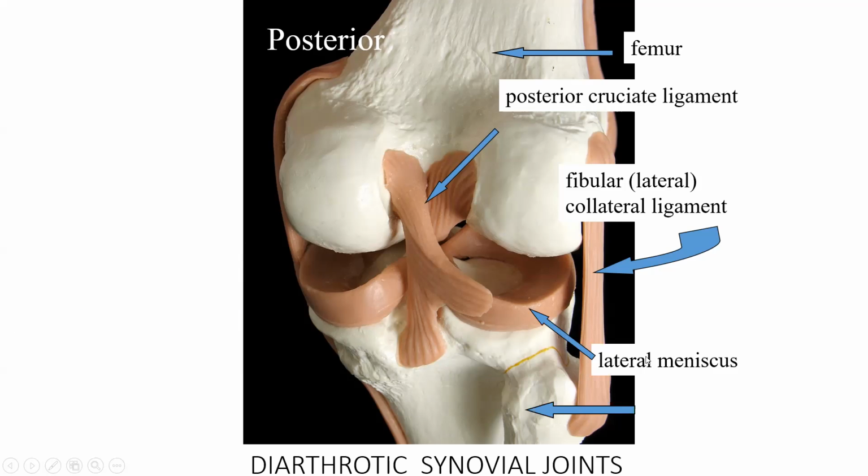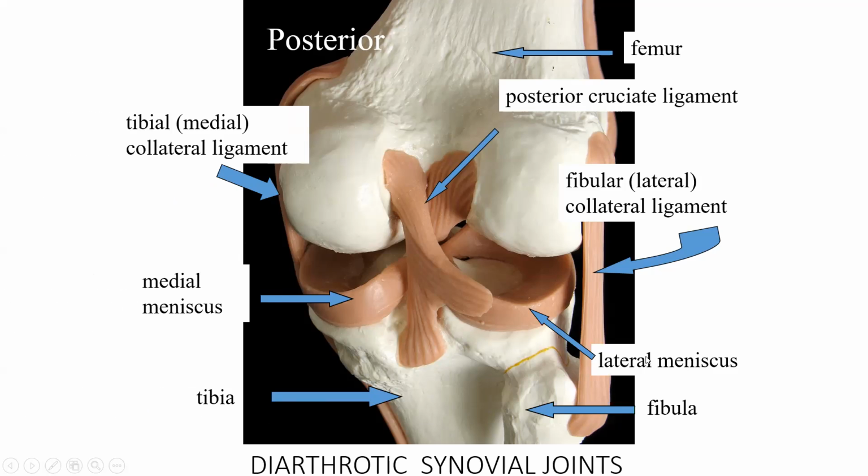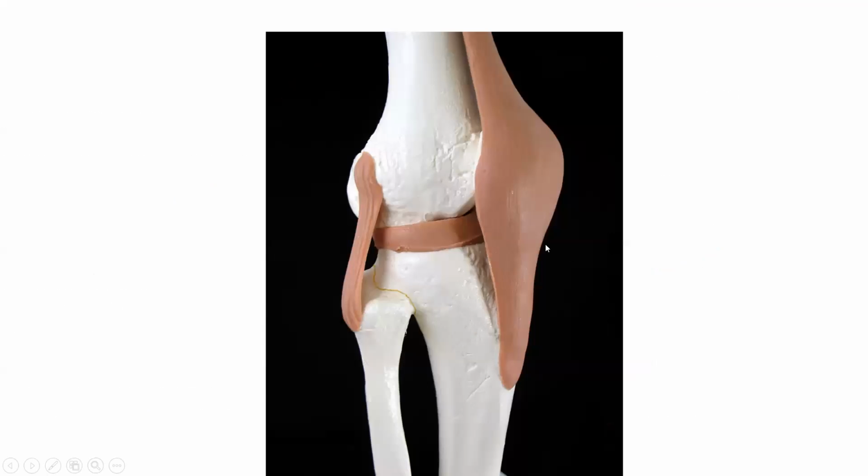Lateral meniscus, fibula, tibia, medial meniscus, tibial collateral ligament, or medial collateral ligament. Because remember, the tibia is always on the medial side. Okay. Again, we see there's our fibular collateral ligament or lateral collateral ligament. You know, that ligament is all that's holding the fibula to the femur.